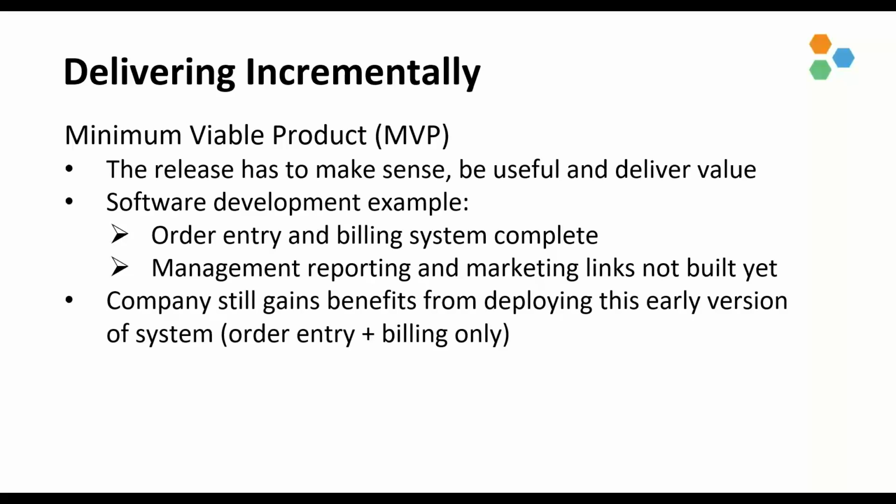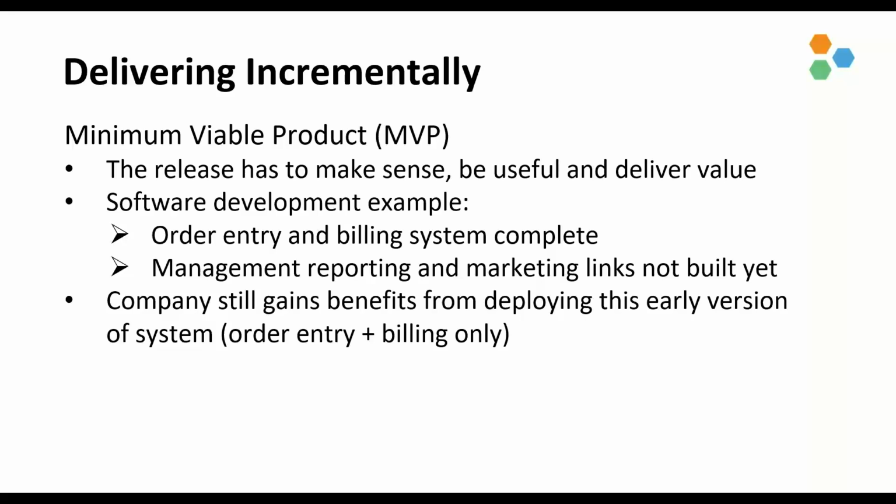And the company will then still gain benefit from deploying these early versions of the system, which is the order entry plus billing only. This really does apply to all types of Agile projects, whether it's a release of software or a new electrical product or an engineering increment. The term minimum viable product, or MVP, refers to this package of functionality that's complete enough to be useful to the users or the market, yet still small enough that it doesn't represent the entire project.